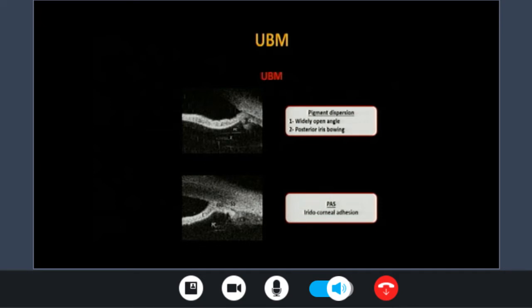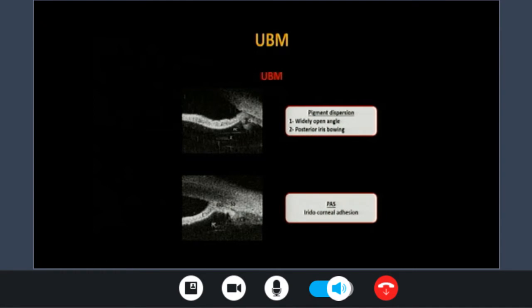So when the patient is having a posteriorly bowing iris, it comes to us in cases of what? Pigmentary glaucoma, or pigment dispersion. Why is that? Because the patient is having high pressure in the anterior chamber compared with the posterior chamber. That's why the iris is bowing posteriorly.